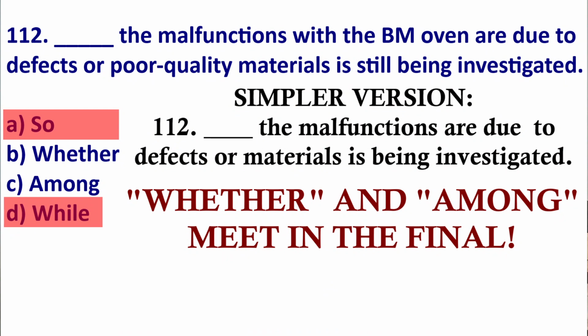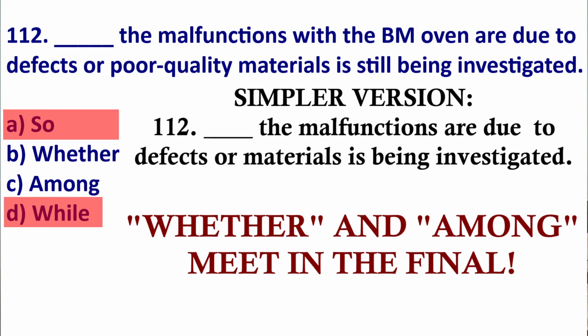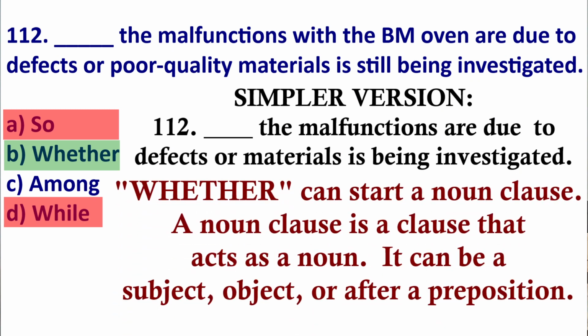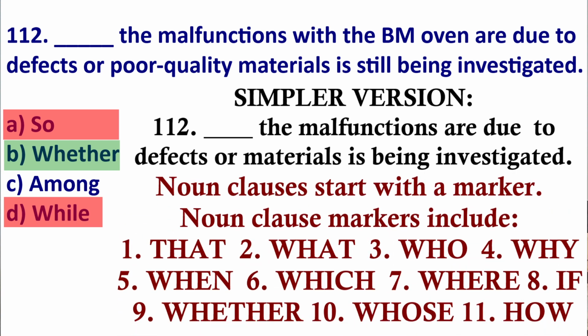Now we have whether or among. The answer here is B. Whether can start a noun clause. A noun clause is a clause that acts as a noun. It can be a subject, object, or after a preposition. A noun clause starts with a noun clause marker. Here are some of the noun clause markers.